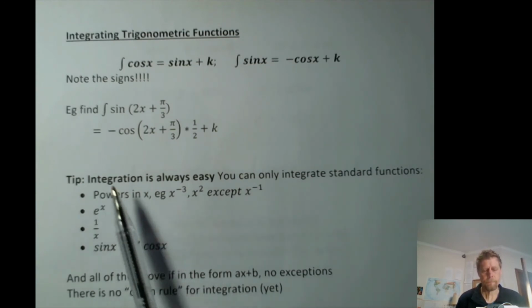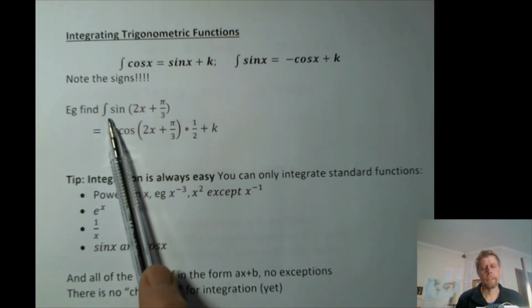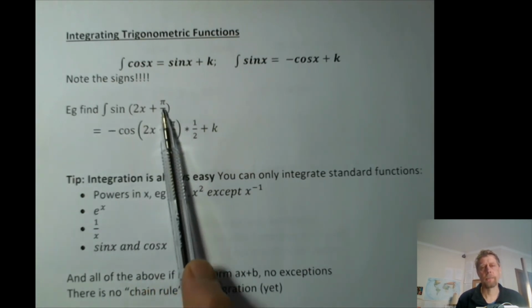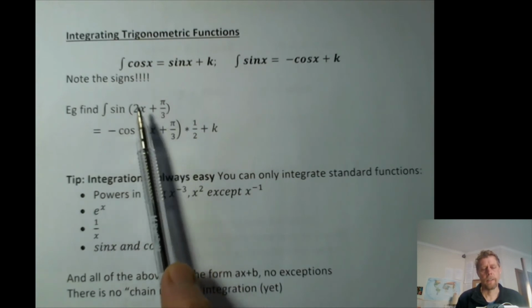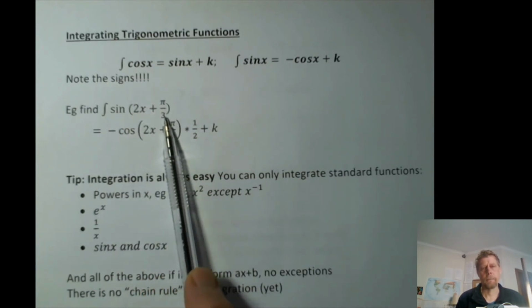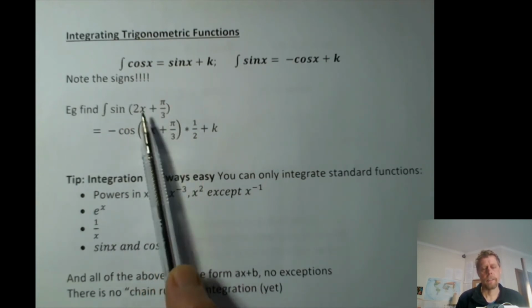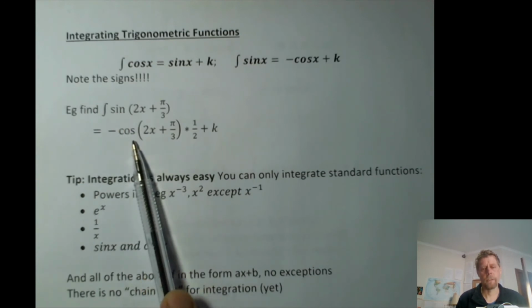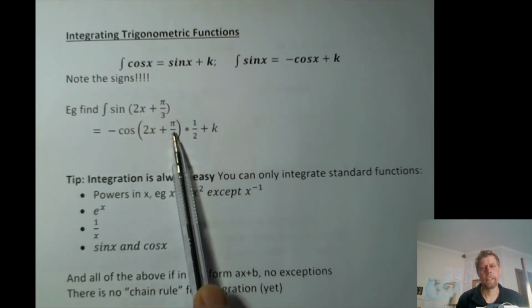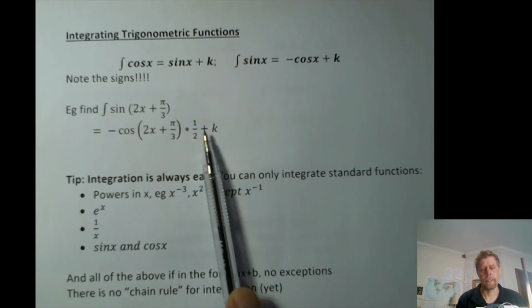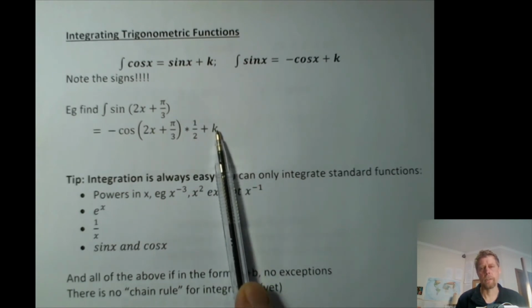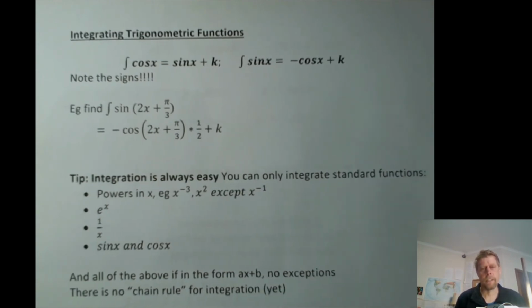Okay, so an example is: find the integral of sine of 2x plus pi by 3. Can you recognize the ax plus b? The integral of sine is minus cos. You keep the ax plus b as it is, and you times it by 1 over a. And don't forget your constant term. Do you want to get 2 out of 3, or do you want to get 3 out of 3? Here's a very important tip.